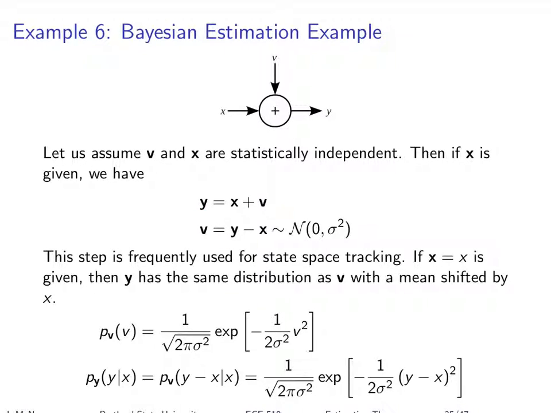So y is equal to x plus v. We can also write v is equal to y minus x, and we're told that the measurement noise can be modeled as having a normal distribution with zero mean and some variance sigma squared that's given. We often do this in the state space framework as well, where we have a measurement model that's usually a nonlinear function of the state, but with additive measurement noise. And because of the central limit theorem, for those of you that are familiar with it, it's often reasonable to model that noise with a normal distribution.